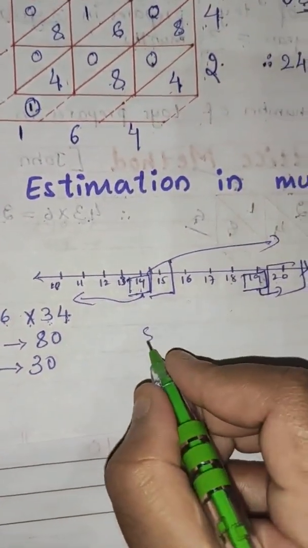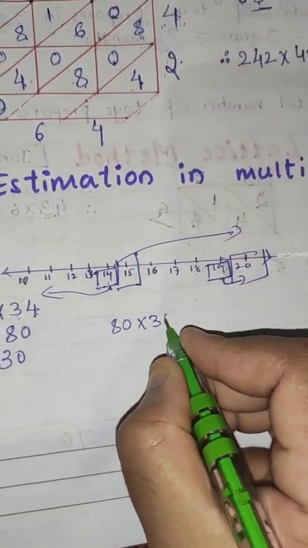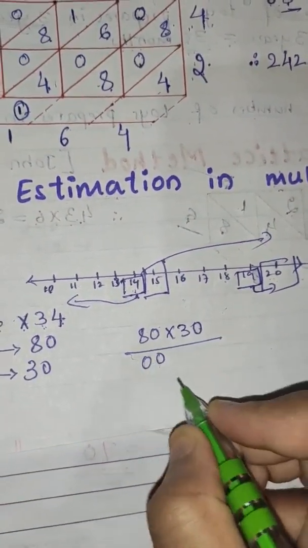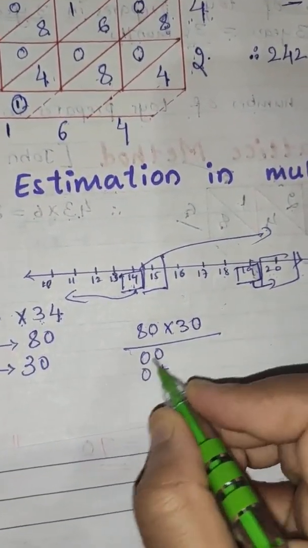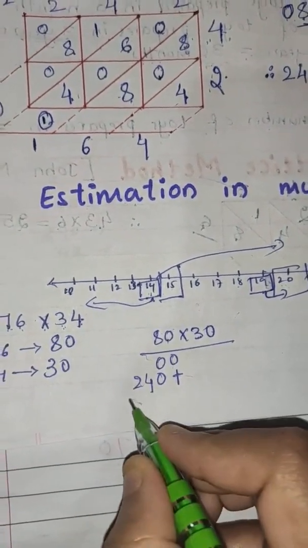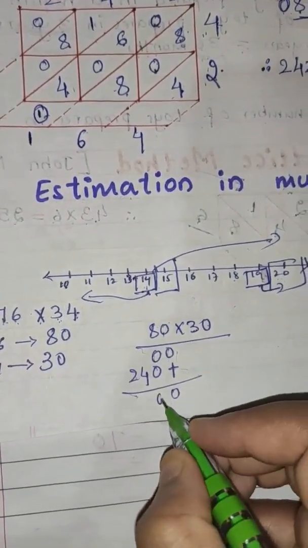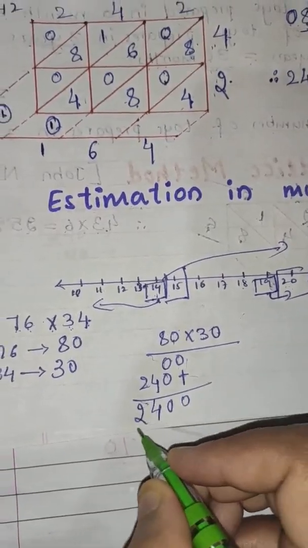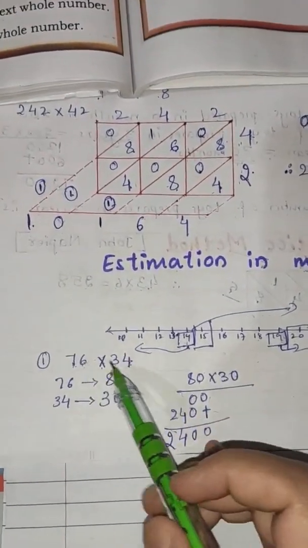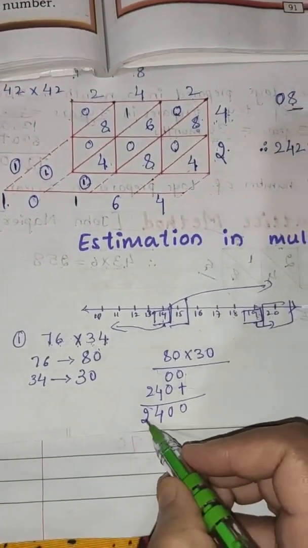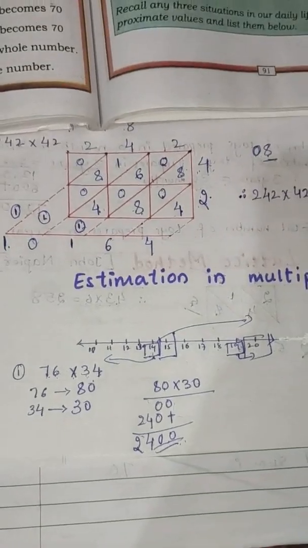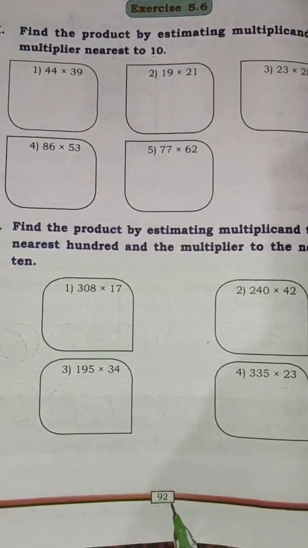So now 80 into 30. Let's do it. 0, 0. 0 8s are 0. Plus 3 0 0. 3 8s are 24. Yes. So 0 is 0, 0 4 2. So what is the estimated product of these both numbers? It is 2400. 2400. Understood?